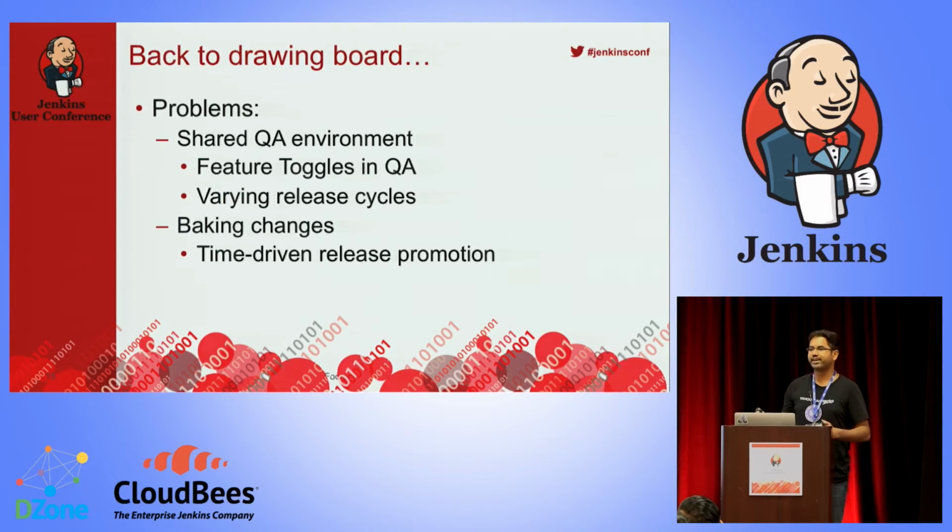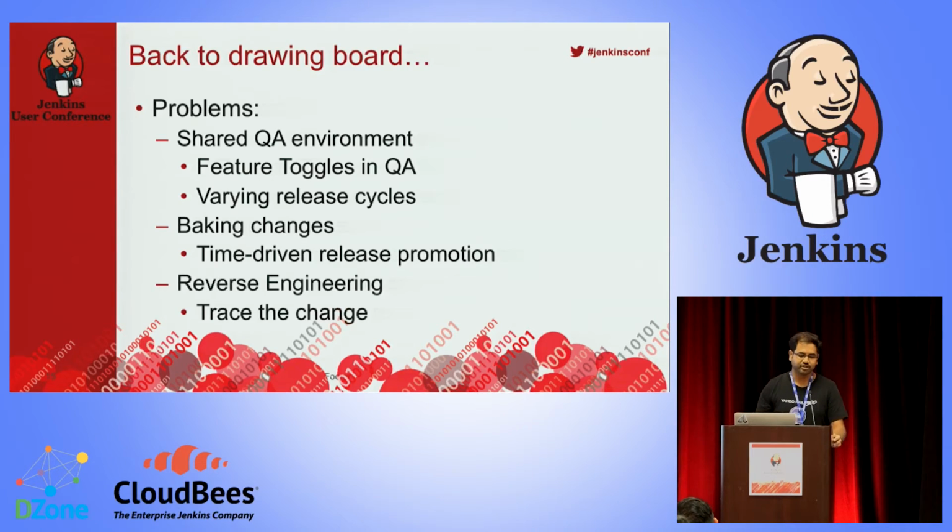Some people preferred baking for 2 days. Some people said I want a week. But then what we found out was just baking for more time gives you that false confidence that things are right. Nobody alerted us or complained. The release is good. But then once you go to production and expose it to more users, you never know. So we wanted to get rid of time-driven promotion.